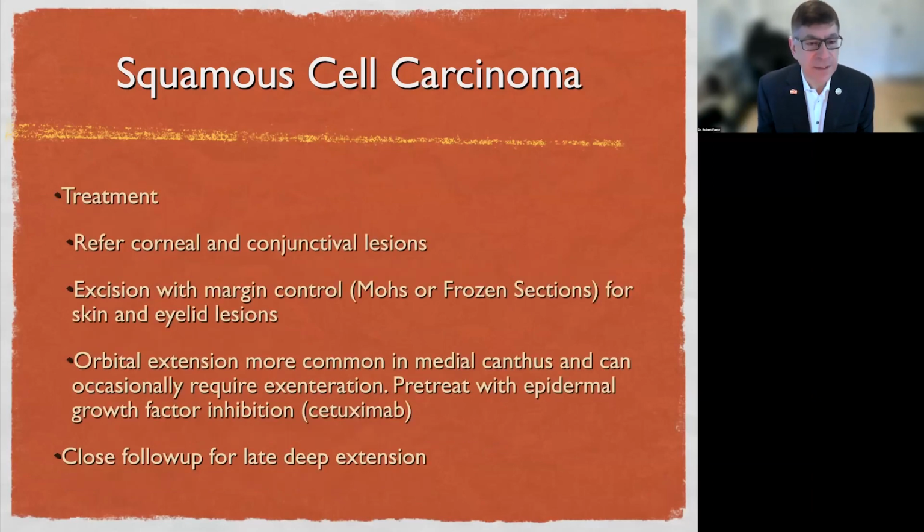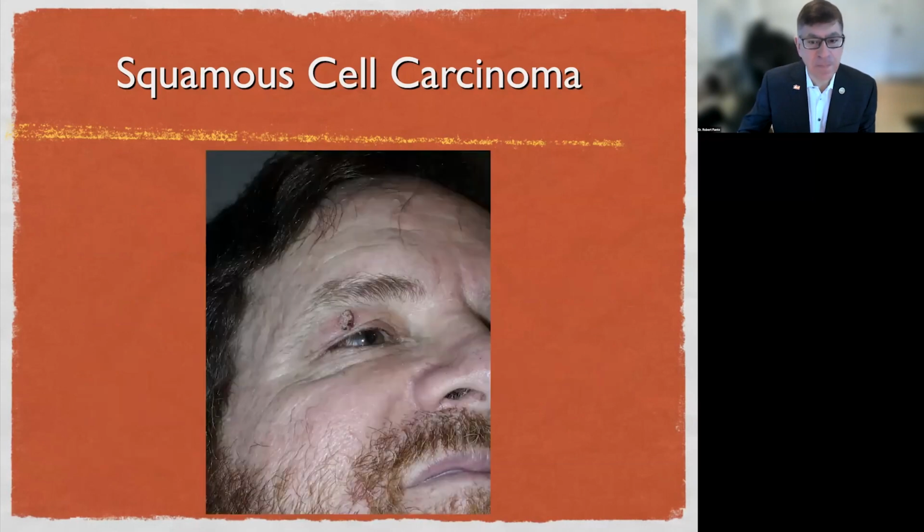Treatment for this, for me, would be to refer the corneal and conjunctival lesions, though many of you might treat those. Excision with margin control with Mohs or frozen section for the skin and eyelid lesions. When orbital extension is seen, especially in the medial canthus, it will sometimes require deeper work. Pre-treatment with cetuximab can be helpful. Exenteration is rarely used these days, but once in a while is our only way of controlling this. Close follow-up for late deep extension is necessary. Here you can see an example of a squamous cell carcinoma of the eyelid.